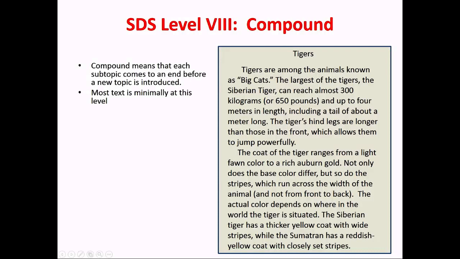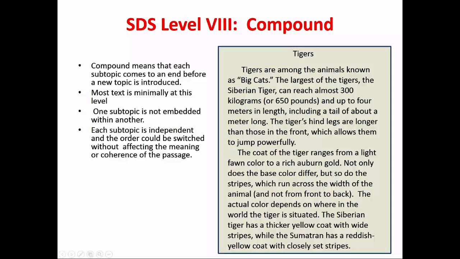One subtopic is not embedded within another, so they only talk about size or they only talk about color, and they don't embed the two. So it's independent and you could switch the order. I could talk about the color of it before I talk about the size. Now, that's a very common one.